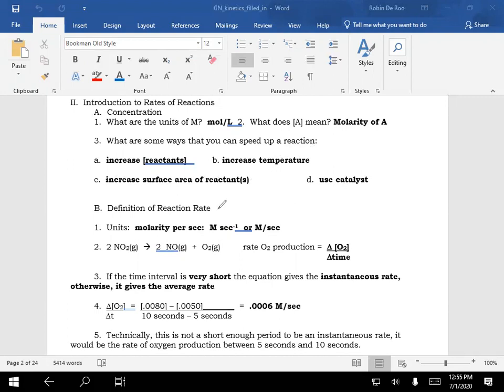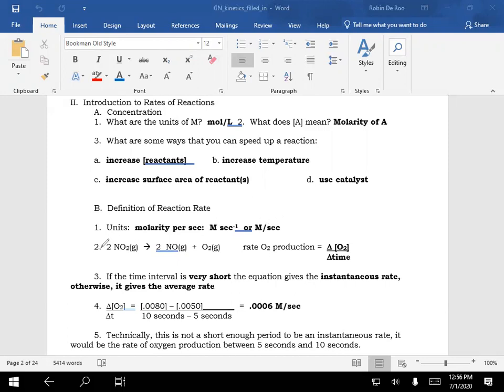So let's look at a definition of a reaction rate. We're going to be using typically molarity per seconds. So you can type it out this way. This means molarities per seconds, or you can put molarity on top over seconds.